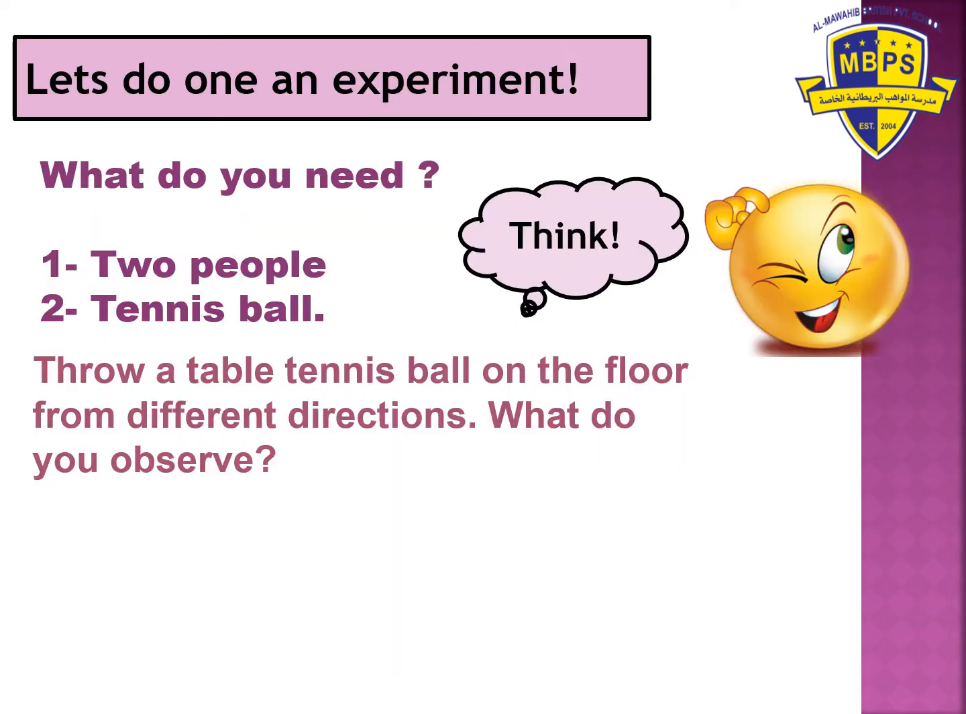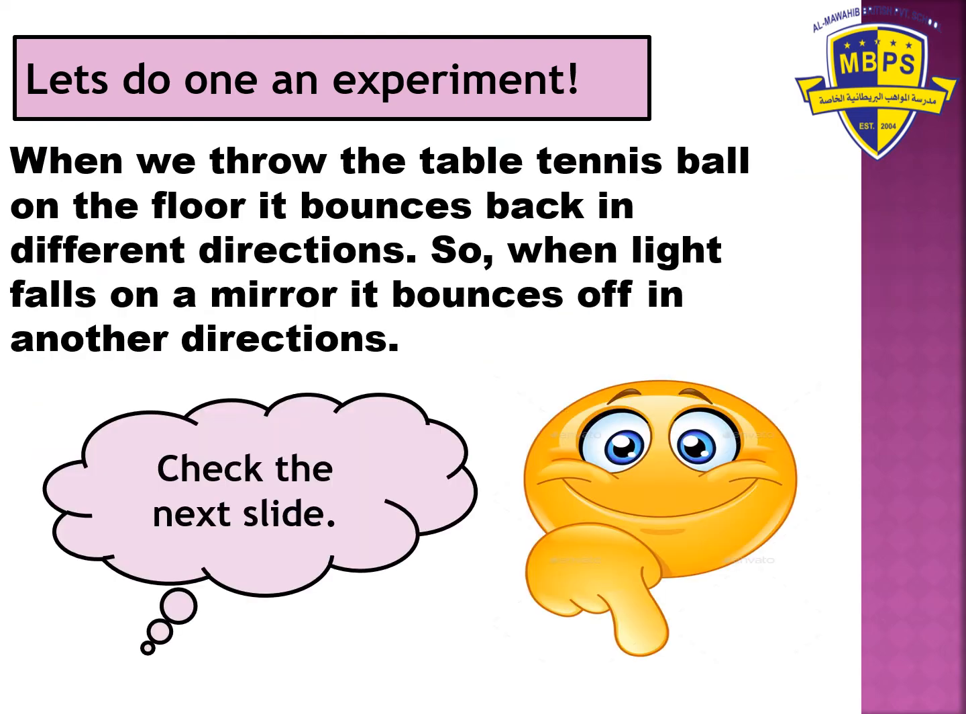Now let's do an experiment. What do you need? Two people and a tennis ball. Throw a tennis ball on the floor from different directions. What do you observe? Just imagine you're throwing a tennis ball on the floor or on the wall. What do you observe? Can you tell me? So, what did you observe?